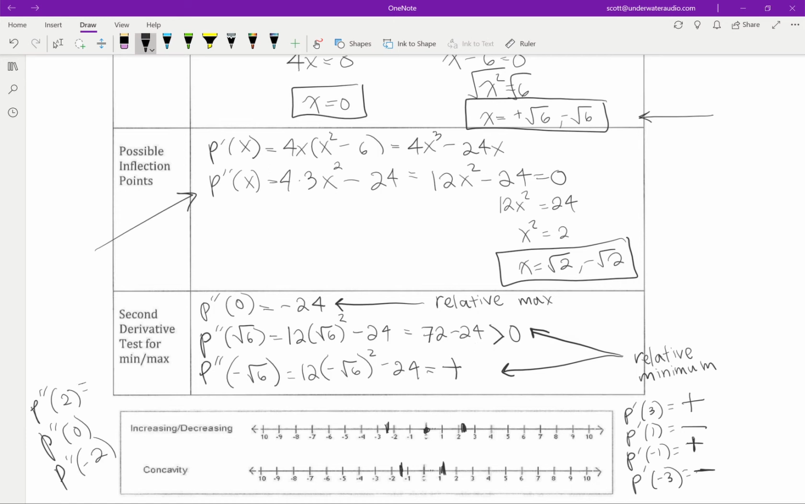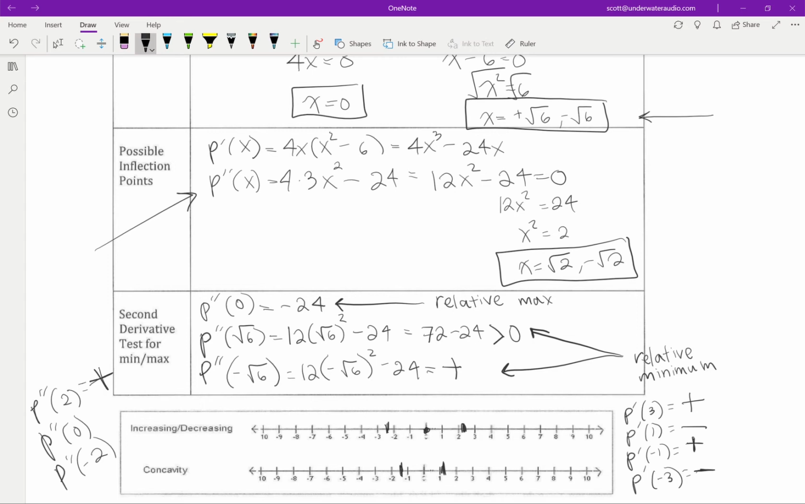Okay, so hopefully the mental math will be a little easier this time. I'm plugging it into the second derivative, which is over here. 2 squared is 4. 12 times 4 is 48. Minus 24, I get something positive.